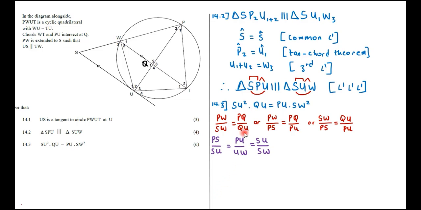Okay, so note that every time you do this, always make sure that every side you see there is the same thing. For example, if I see PS here, I must see PS everywhere. PW must be the same thing. PQ, same thing. SW, I see SW everywhere. QU, see QU. PU, same thing, and all of that, right? Just make sure that they correspond. All right, so now let's go ahead and look into the investigation.